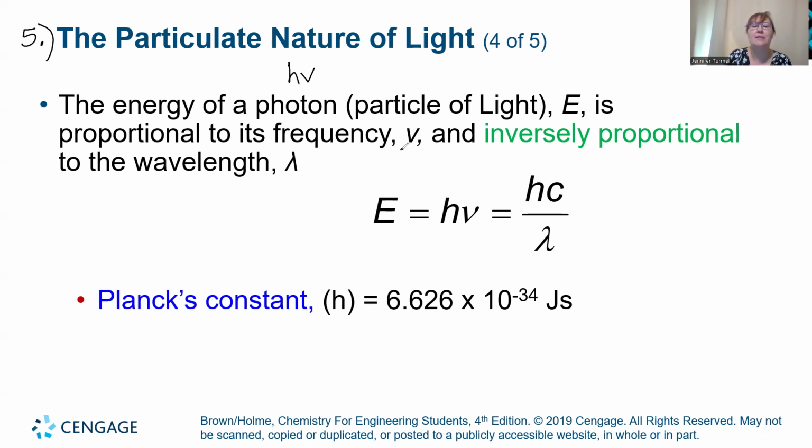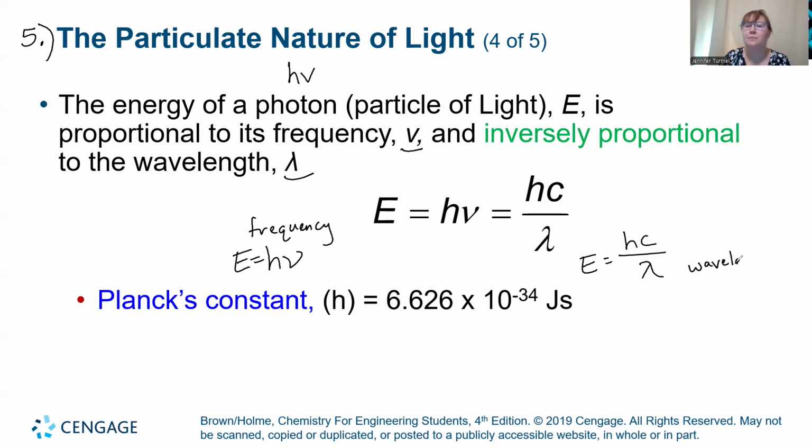Nu again is your frequency, and lambda is your wavelength. You can either use E is equal to h nu if you have frequency, or E is equal to hc over lambda if you have wavelength. The big thing to remember is that lambda has to be in meters, so make sure that you're converting. We will also be using h, which is a constant called Planck's constant, and it's 6.626 times 10 to the negative 34 joule seconds.